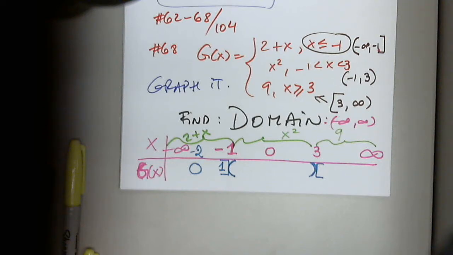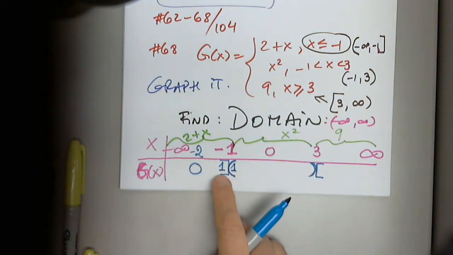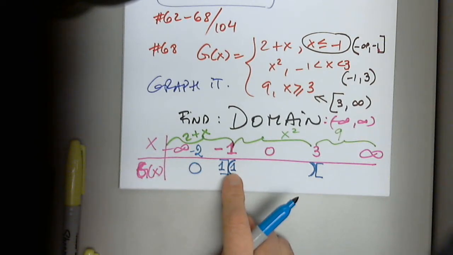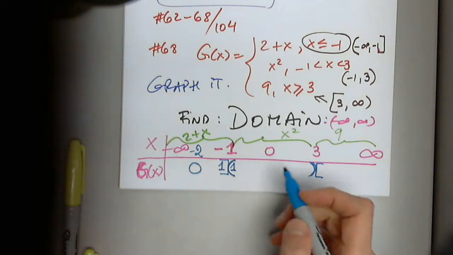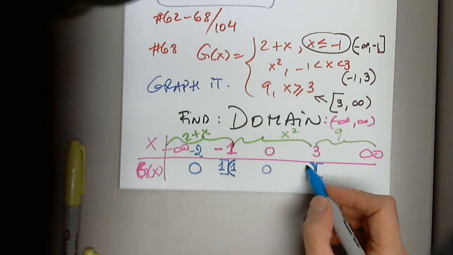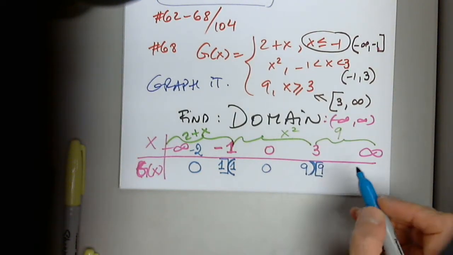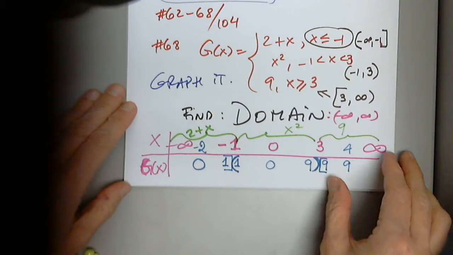So when I plug in negative 1, what do I get? 1. So it happens that there is no jump here. This ends at 1 and this starts at 1. Okay, let's also plug in 0. What do I get? Good. Let's now plug in 3. 9. Plug in 4. 9. A very simple situation, actually, because these numbers are the same. So let's graph.